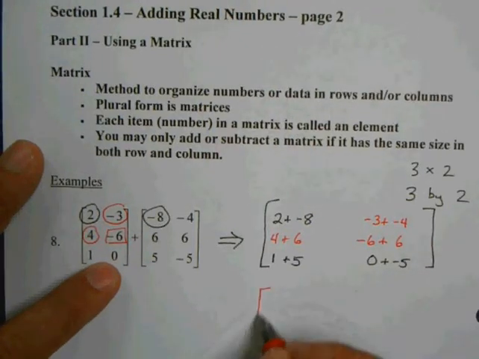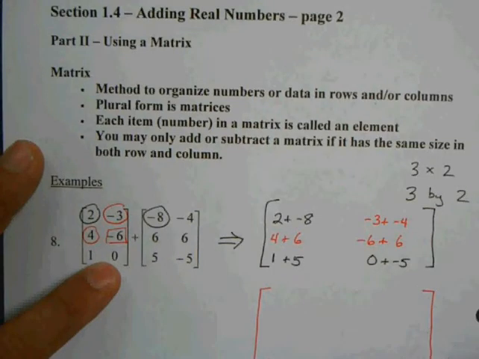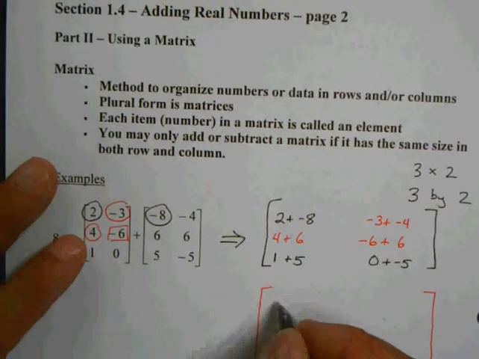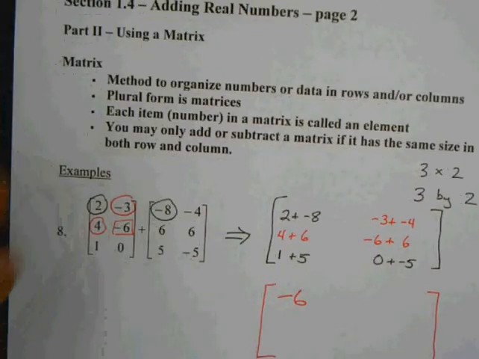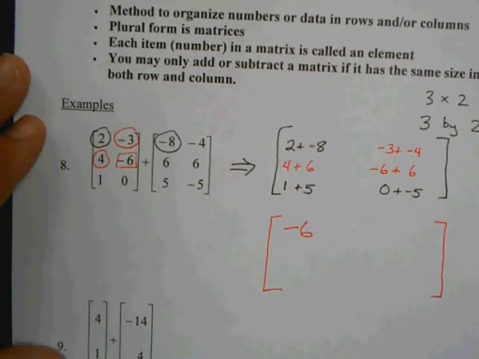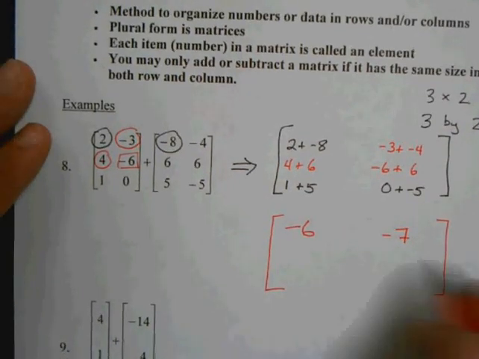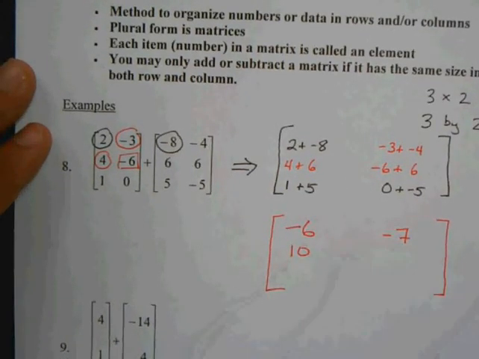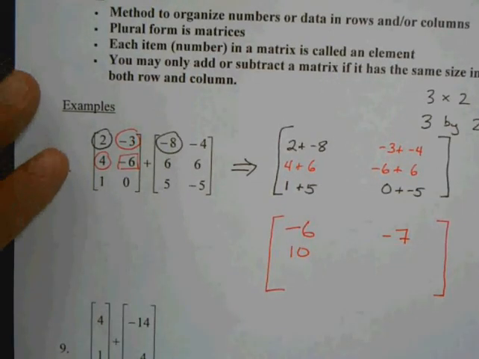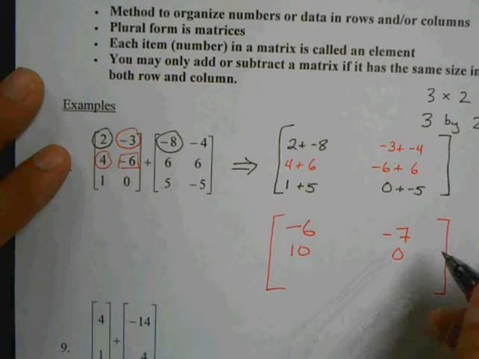All right, so let's take a look. That's our matrix, so let's add them together. 2 plus -8, what do you think? -6. Thank you, Christian. All right, -3 plus -4, somebody else? -7. I like that, okay. 4 plus 6, I can do that one. -6 plus +6. 0.